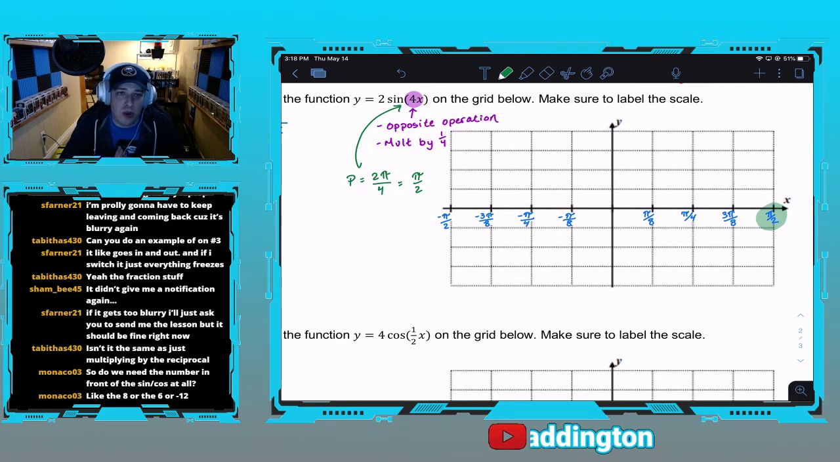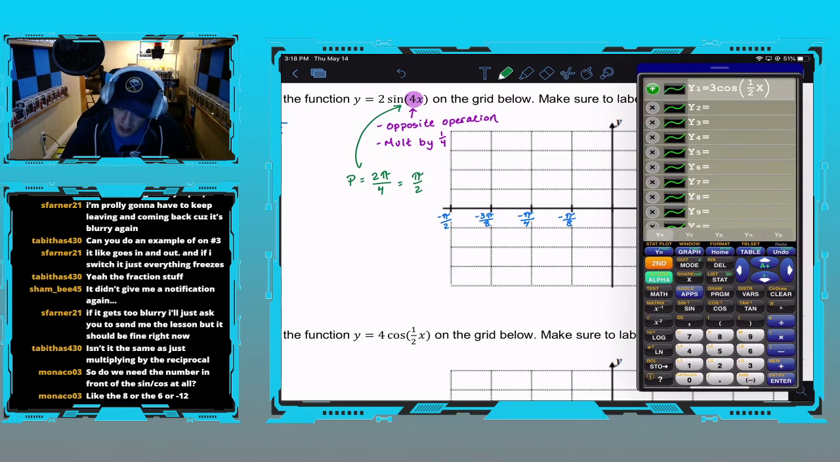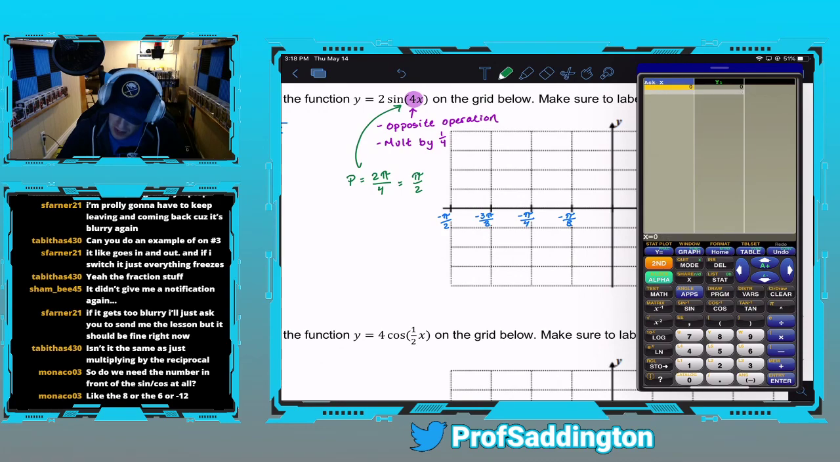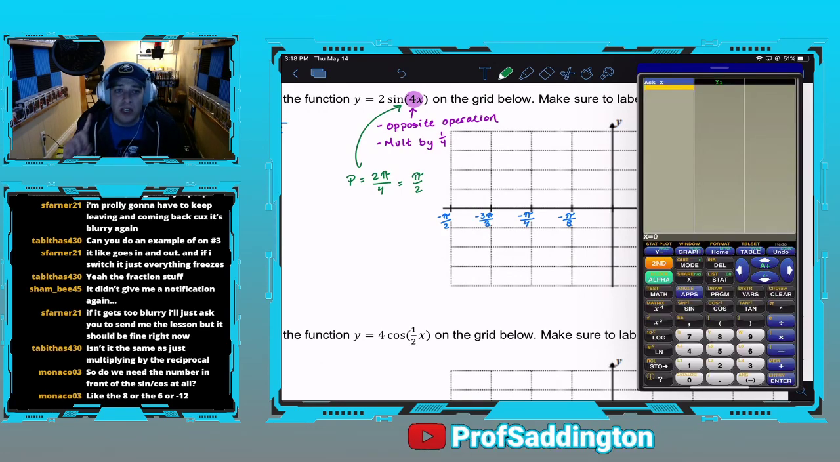You can do this whole next part in the calculator if you would like. Just like we did the other day, you can go into the calculator, you can type in 2 sine 4x. I can go into the table. I'm just going to delete everything that's there. But now I'm just going to type in the new numbers that I wrote down. I'm only going to do this for one because I'm going to show you guys there's an even easier way.